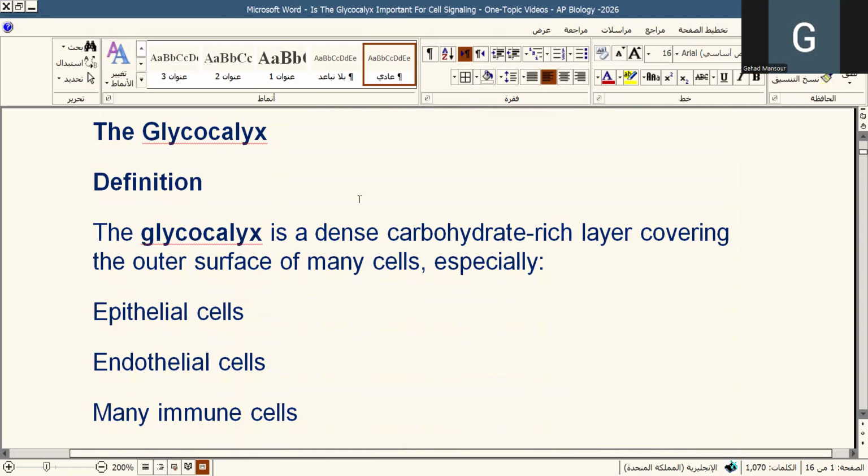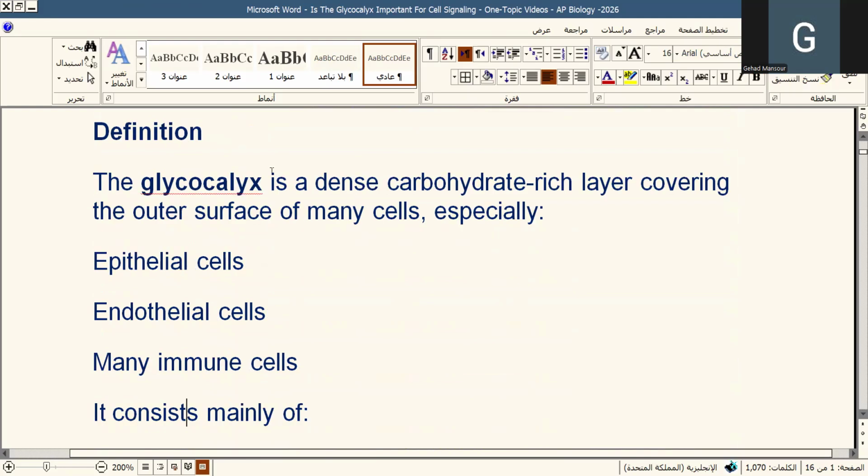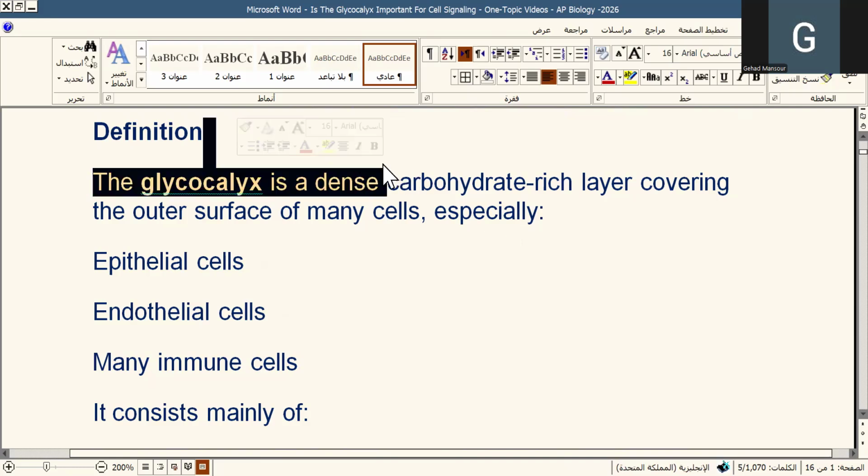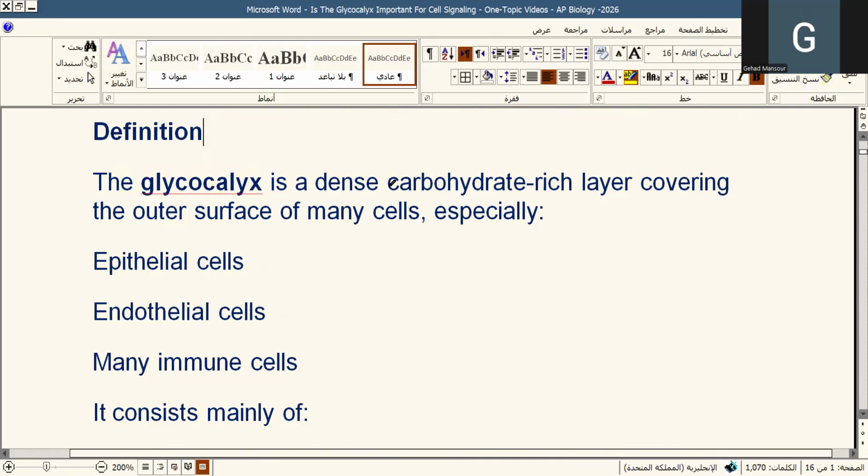So what is the glycocalyx? The glycocalyx is a dense carbohydrate-rich layer. So why do we say that it is a dense layer? Because we have too many glycoprotein molecules on the surface of the cell. And it is a carbohydrate-rich layer because, as we said before, the glycoproteins are made up of a protein moiety and a carbohydrate moiety, and they cover the outer surface of many animal cells.